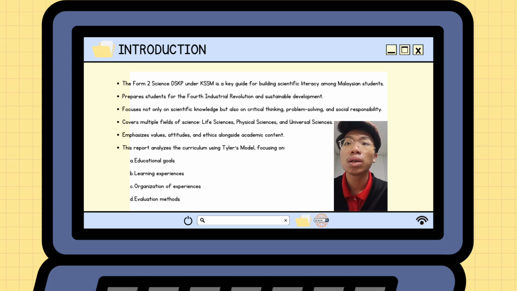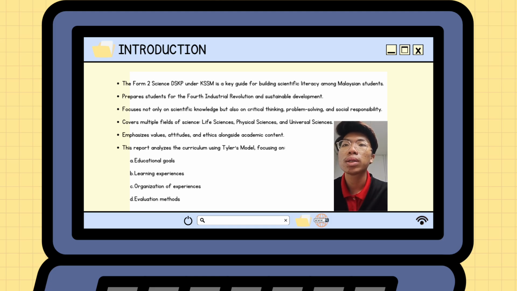Students are exposed to various scientific fields such as life science, physical science, and earth science. At the same time, the curriculum puts emphasis on values, ethics, and attitudes, shaping students into responsible individuals. In this project, we analyzed the curriculum using the Tyler model, which focuses on four main questions.